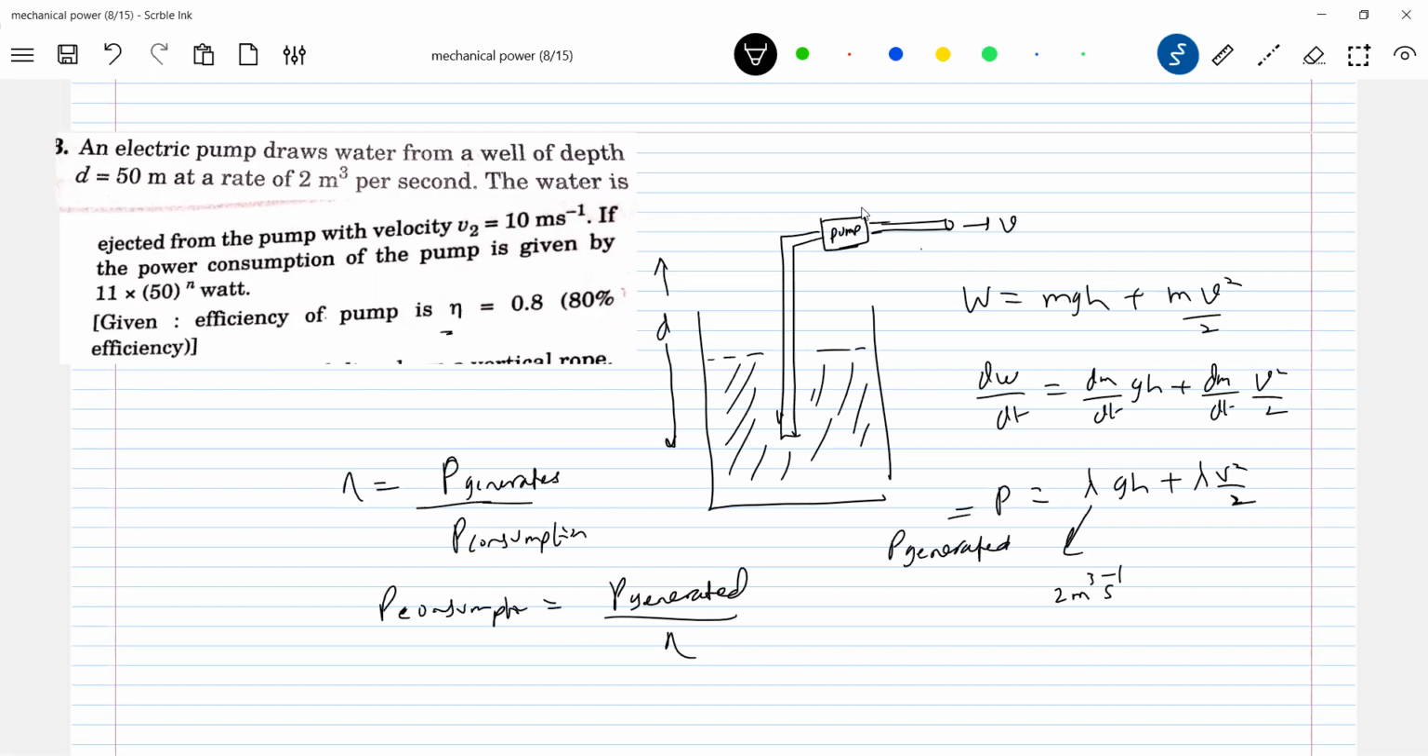Why is this 80%, 0.8, brought in? So here the reason is some losses will be there. There'll be some friction. Even the pump itself will have some moving mechanical parts. There'll be viscous drag. There'll be friction between them. So therefore, the efficiency is put at around 80%. So this is the total power it consumes.